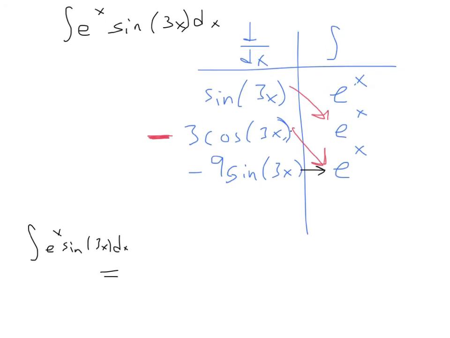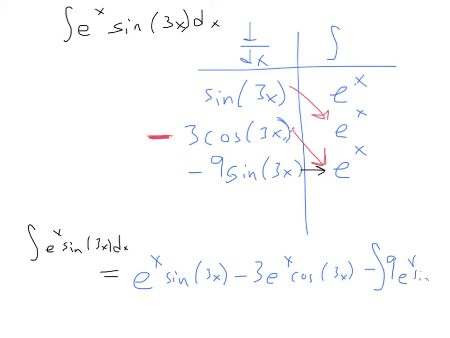And I hope you guys can read this from the table. What it's equal to is e to the x sine 3x minus 3e to the x cosine 3x minus the integral. Why am I doing integral? I'm doing integral because on the third one I decided to go straight across, minus the integral of 9 e to the x sine x dx.